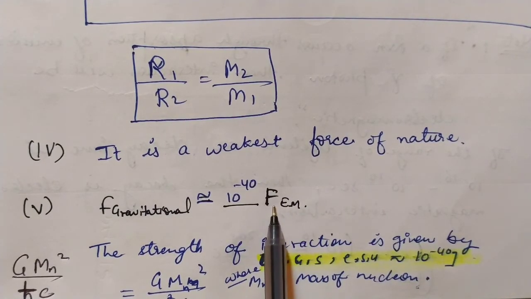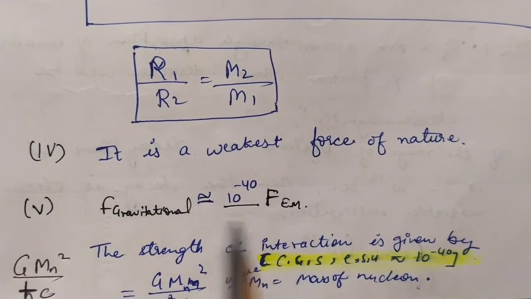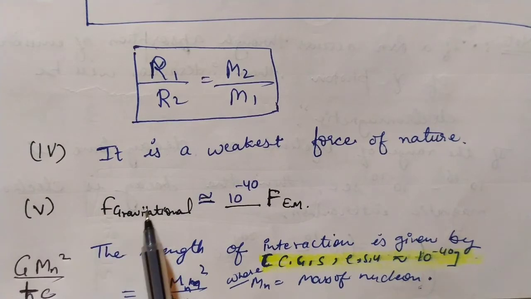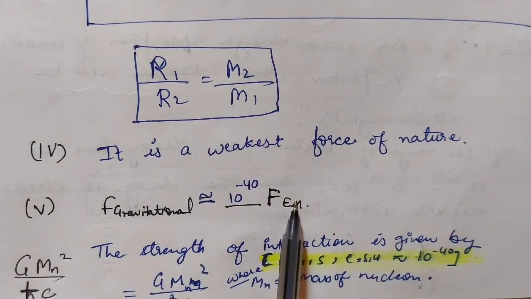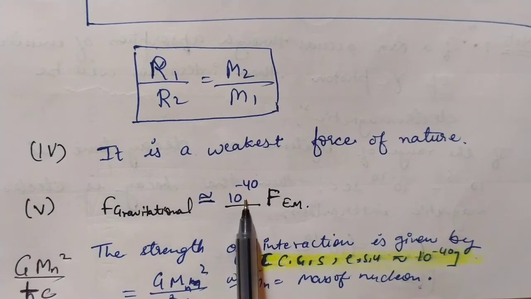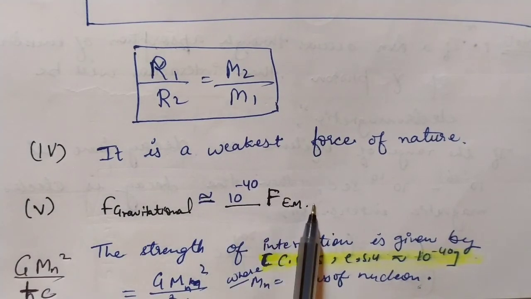नेक्स्ट प्रॉपर्टी इज अवर, जो हमारी ग्रेविटेशनल फोर्स होती है ये अप्रॉक्सीमेटली 10⁻⁴⁰ टाइम्स होती है हमारी इलेक्ट्रोमैग्नेटिक फोर्स के इंटरेक्शन से. ओके, सो दिस इज वेरी इंपॉर्टेंट रिलेशन. This can be asked directly in your exam that what is the relation between these two forces of nature. So we will say F gravitational is approximately equals to 10⁻⁴⁰ times F electromagnetic.